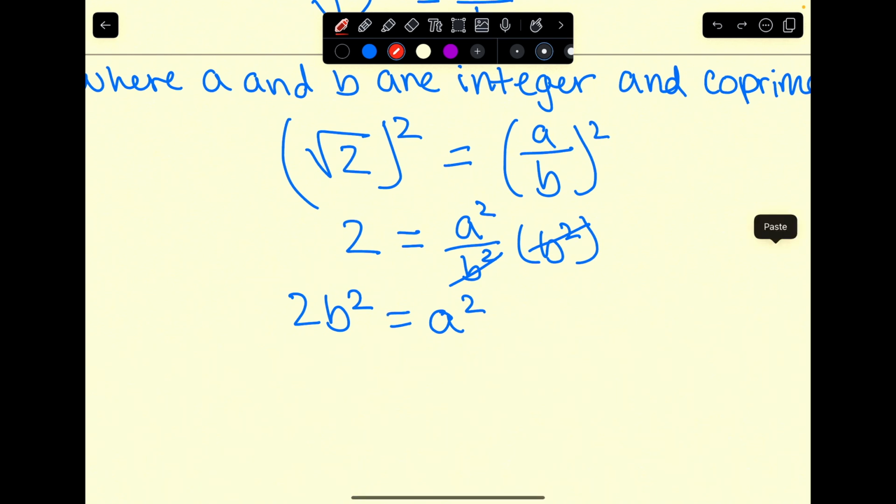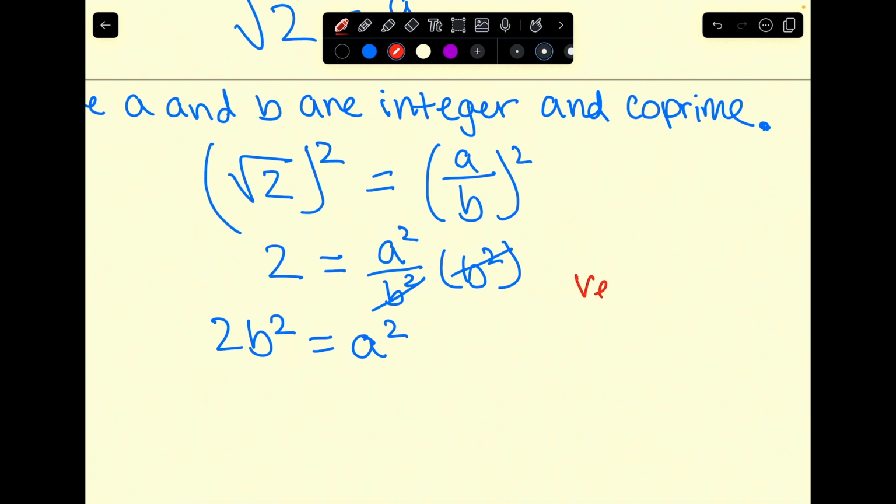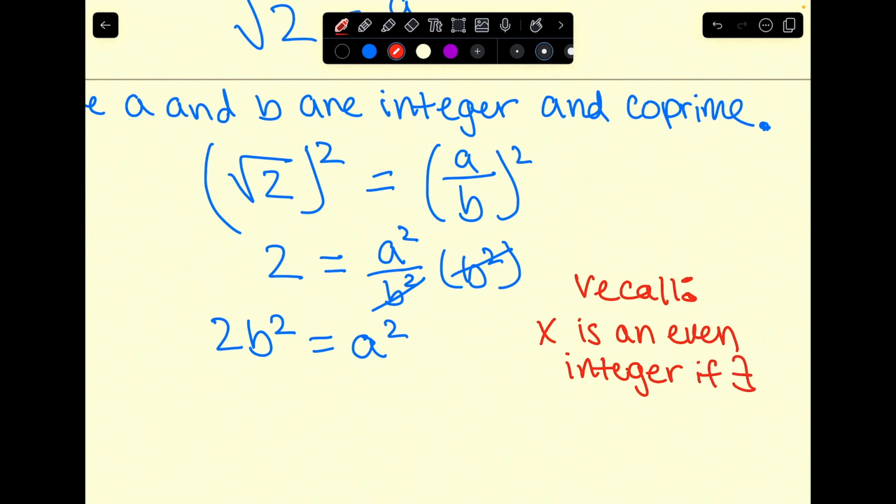If you recall, let me just go off on the side here. Recall that a number, call it x, is an even integer if there exists an integer k such that x is equal to 2k.